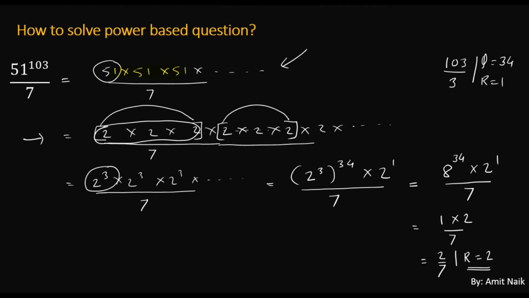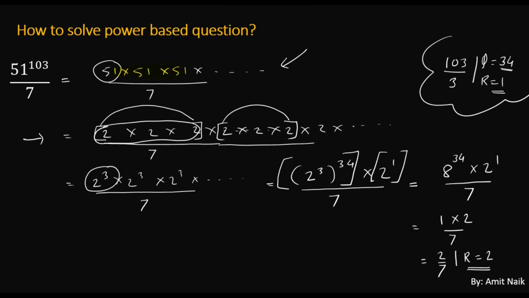But how many times is it possible? To check that, I will have to divide the powers. So I divided 103 by 3. When I divide that, I got the quotient equal to 34 and the remainder equal to 1. Now what does that mean? That 2 cube is possible 34 times here, right? And then there is one power left, so it is 2 to the power 1 left.